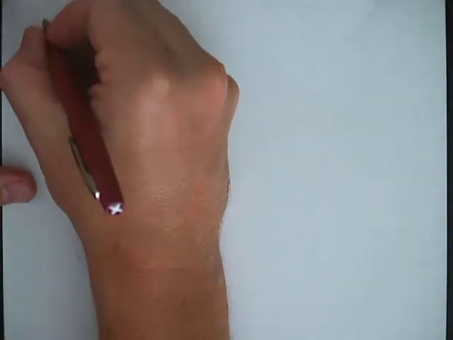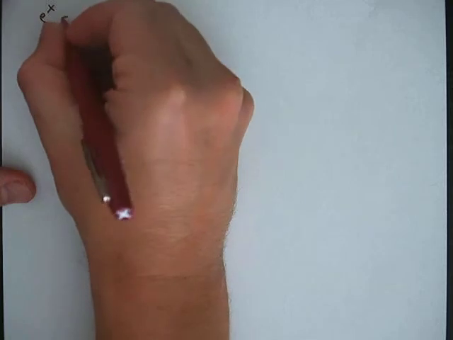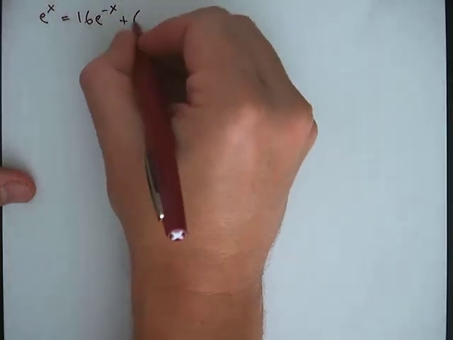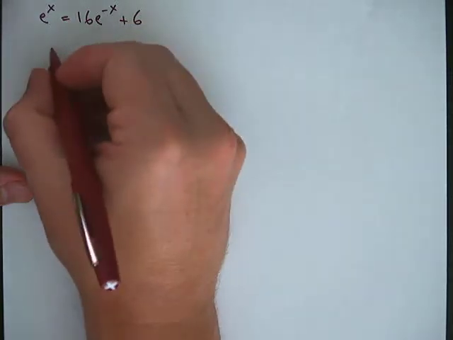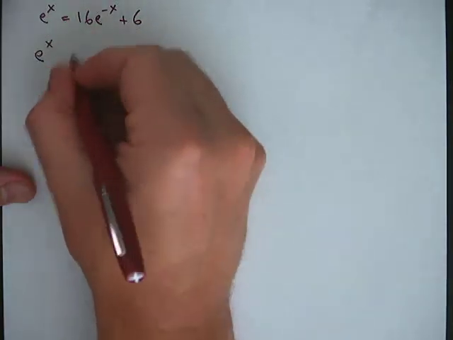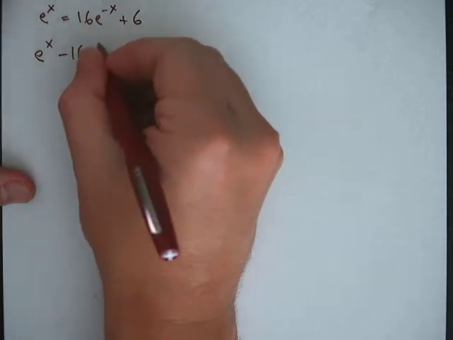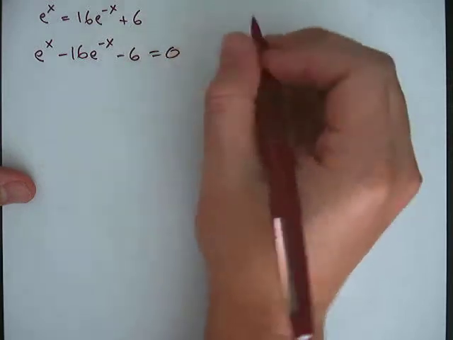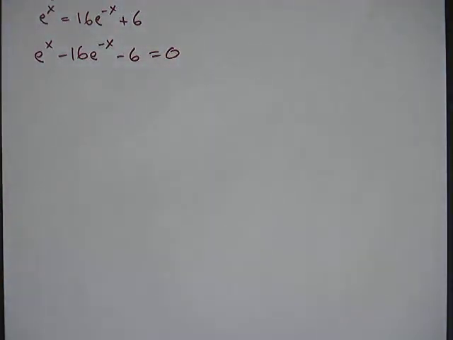Okay, to do that, we're going to set these two functions equal to each other. So we have e to the x equals 16 e to the negative x plus 6. Let's get everything on the same side. So we have e to the x minus 16 e to the negative x minus 6 equals 0. Okay, so how do we go about solving this problem?